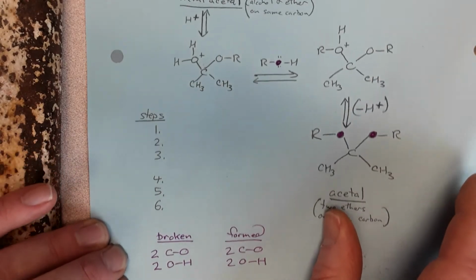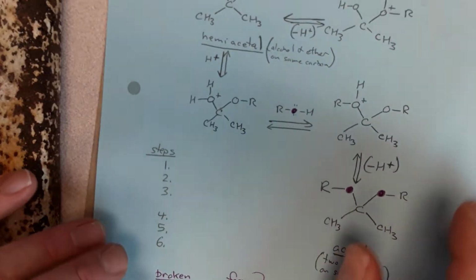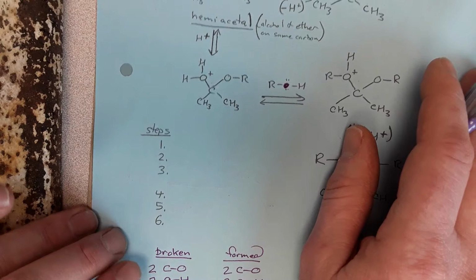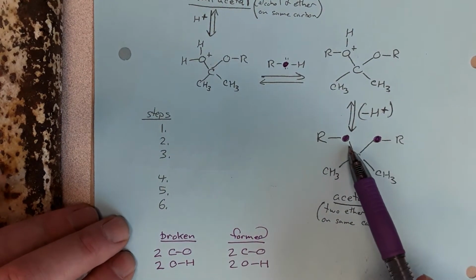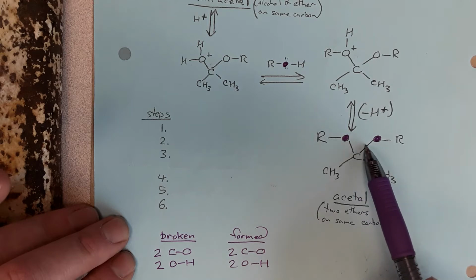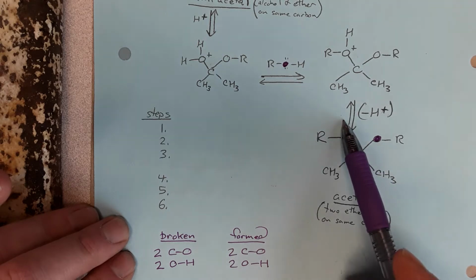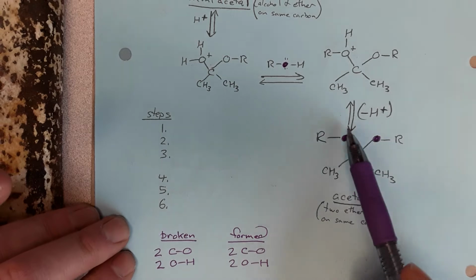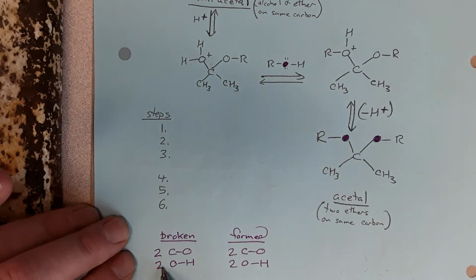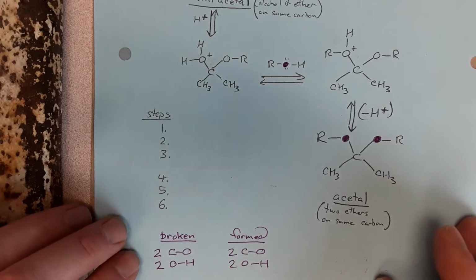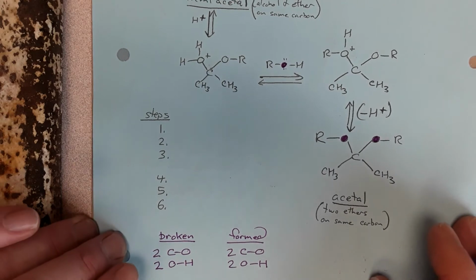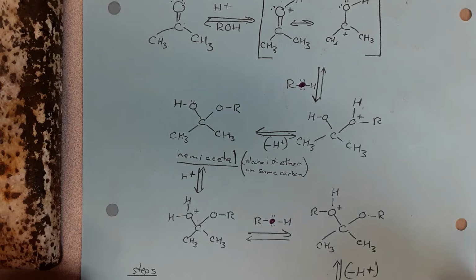And then when our alcohols are coming in, each time an alcohol comes in, we're going to form a new CO bond. So we're forming each of these two new CO bonds, and we are losing a hydrogen off of each of these oxygens. So we're breaking two OH bonds and forming two CO bonds in the end there. So a total of 4 bonds broken, 4 bonds formed. Let's see what we can do here.